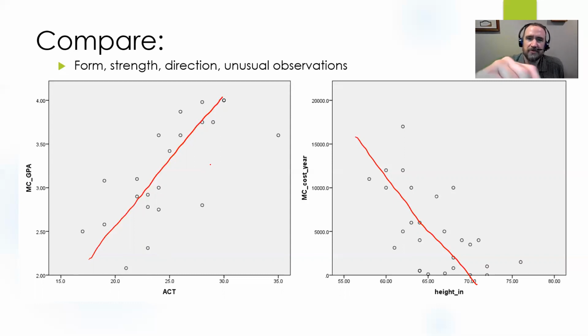Next, direction. We have opposite directions. This one over here is a positive direction, and this one here is a negative direction. One's going uphill from left to right. The one on the right is going downhill from left to right.